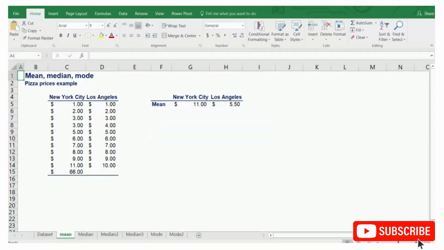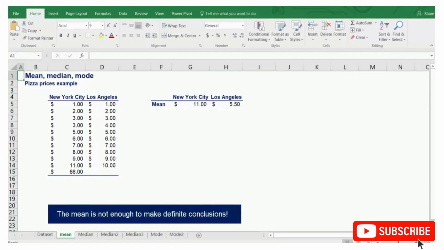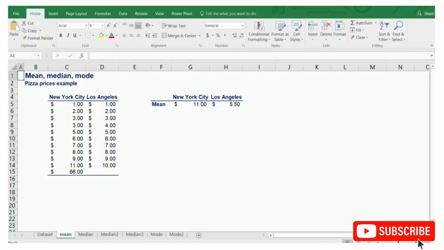Correct. The problem is that in our sample, we have included one posh place in New York where they charge $66 for pizza, and this doubled the mean. What we should take away from this example is that the mean is not enough to make definite conclusions. So, how can we protect ourselves from this issue? You guessed it, we can calculate the second measure, the median.